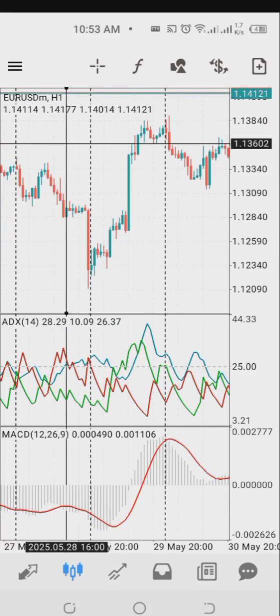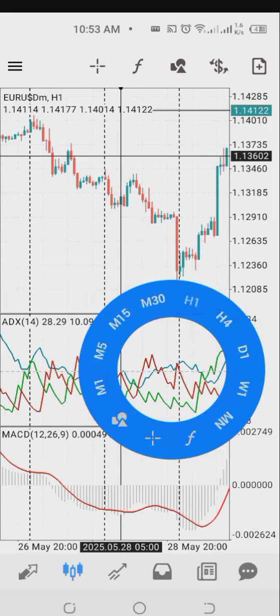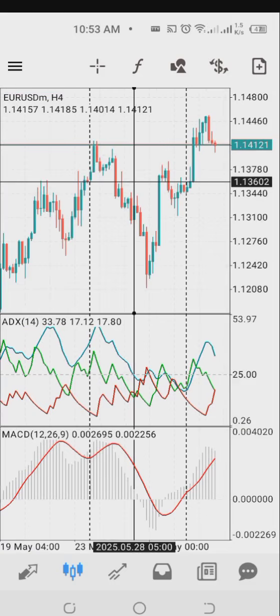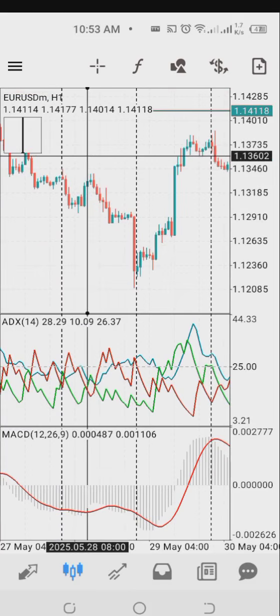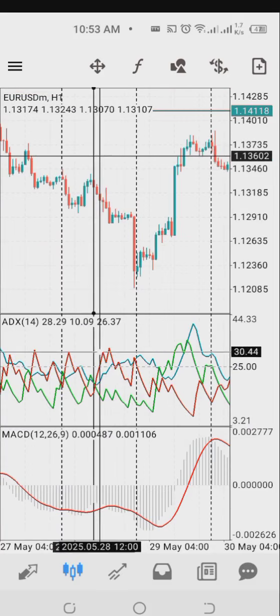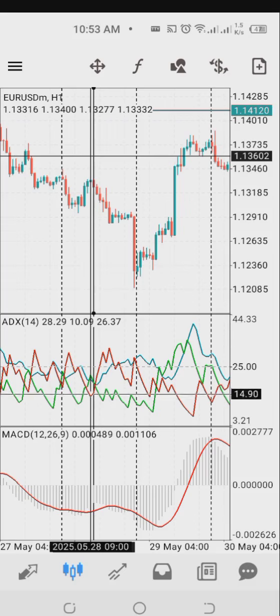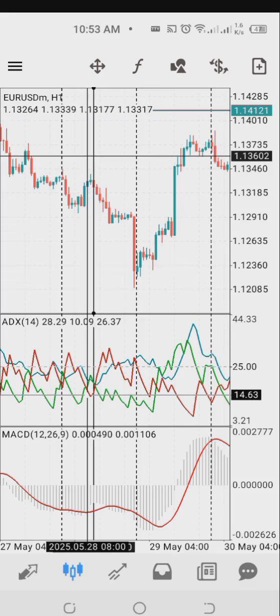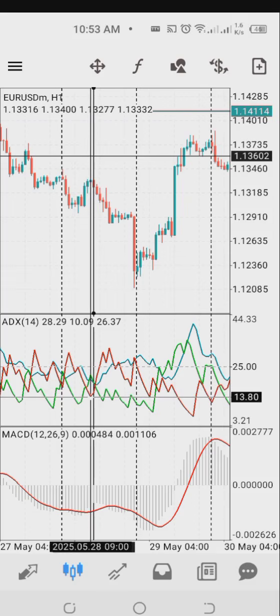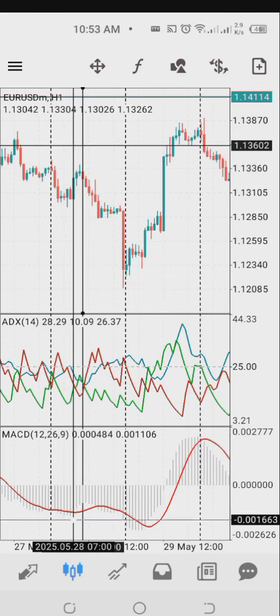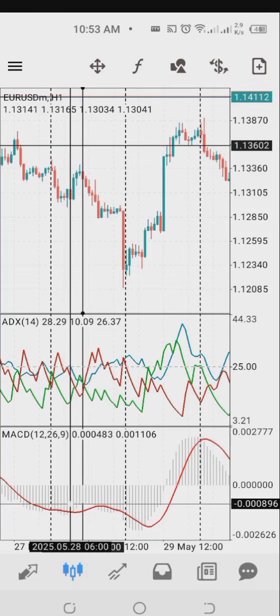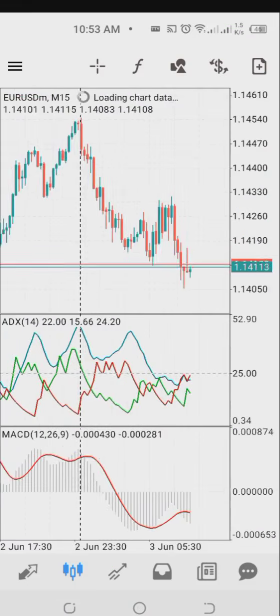H1 time frame. I move straight to the H1 time frame, and on the H1 time frame, I'll wait for the ADX to drop below. The red this time needs to drop below the green one, because we're looking for a sell setup. The red needs to drop below the green one, and as soon as it drops, of course, with my MACD still below the zero line on the H1 time frame, then I'll move straight to the M15 time frame.